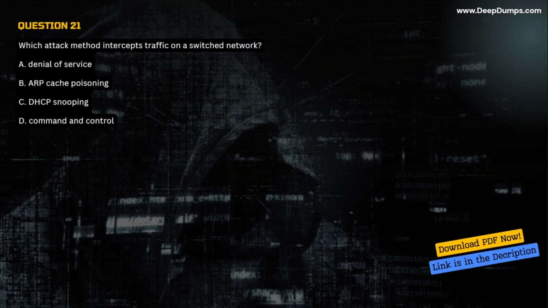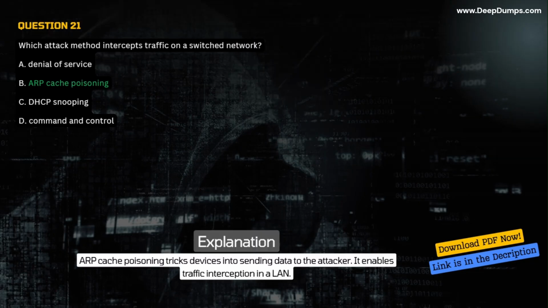Question 21. Which attack method intercepts traffic on a switched network? A. Denial of service. B. ARP cache poisoning. C. DHCP snooping. D. Command and control. Correct answer B. ARP cache poisoning. Explanation. ARP cache poisoning tricks devices into sending data to the attacker. It enables traffic interception in a LAN.